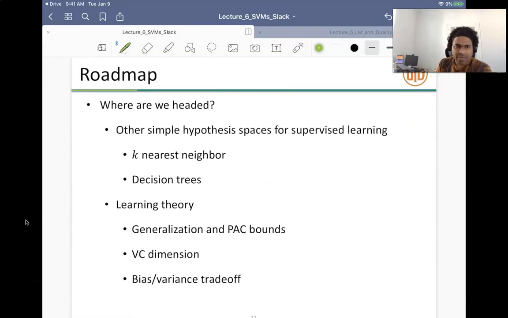So our roadmap for the next few lectures: we are now done with SVMs. In the next lecture I'll focus on k-nearest neighbor and decision trees. Then in the two lectures after that, I will focus on learning theory. With this, we'll get a good understanding of slightly more complicated machine learning models and some theoretical tools to analyze generalization. Once we are done with that, we'll look at probabilistic models, things like logistic regression, naive Bayes, and so on.